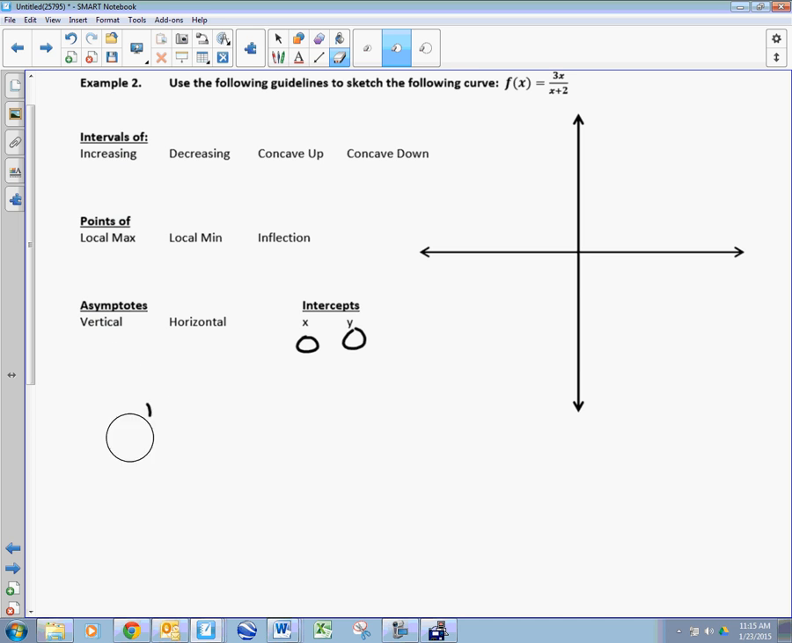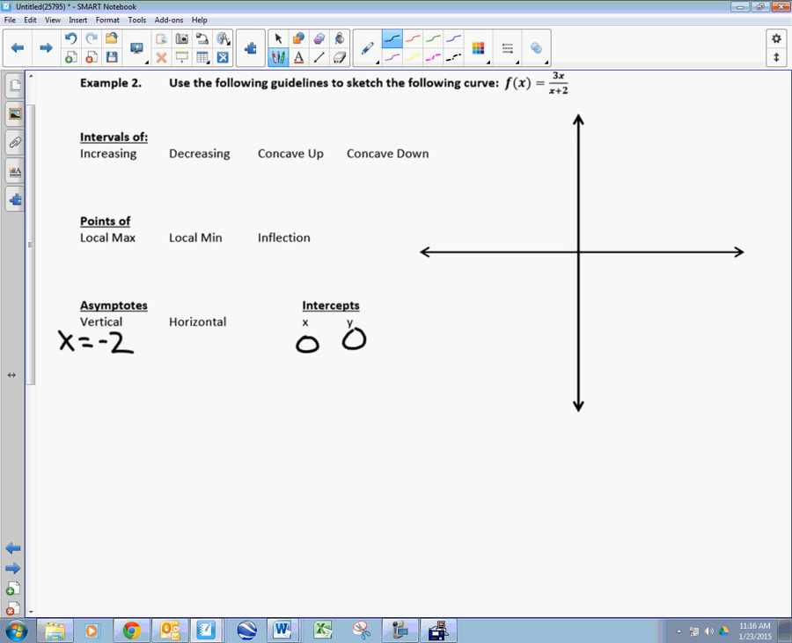Now with this rational function, what number is not part of the domain? Negative 2. Therefore, I have a vertical asymptote, in this case, at negative 2. A vertical line has the equation of x equals.